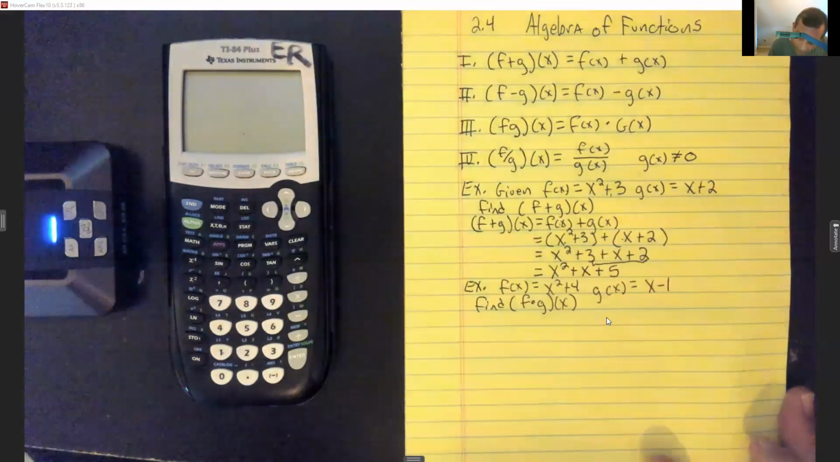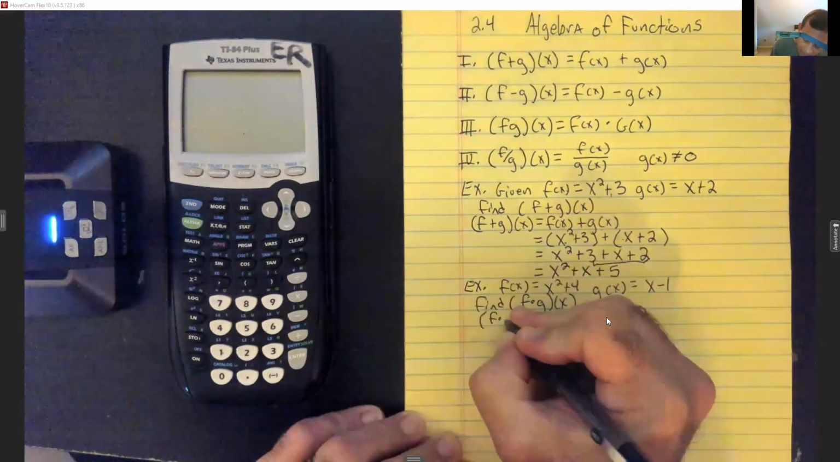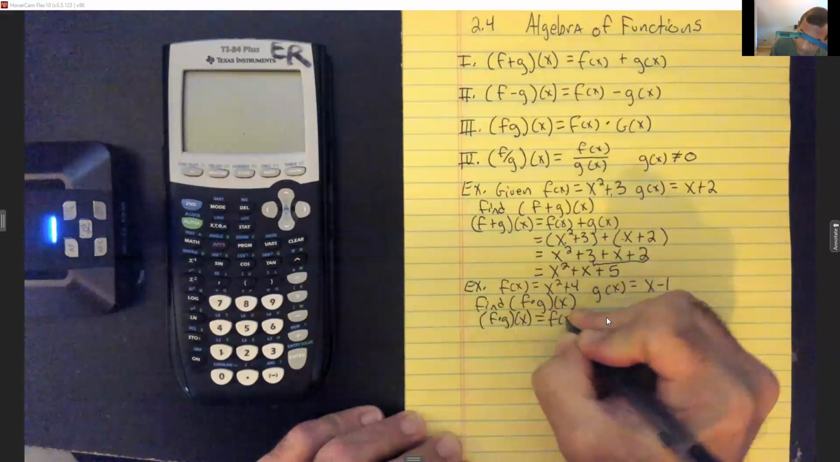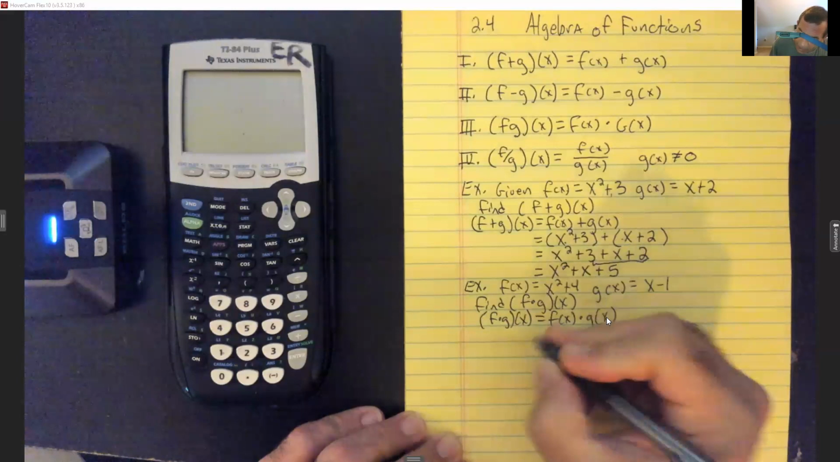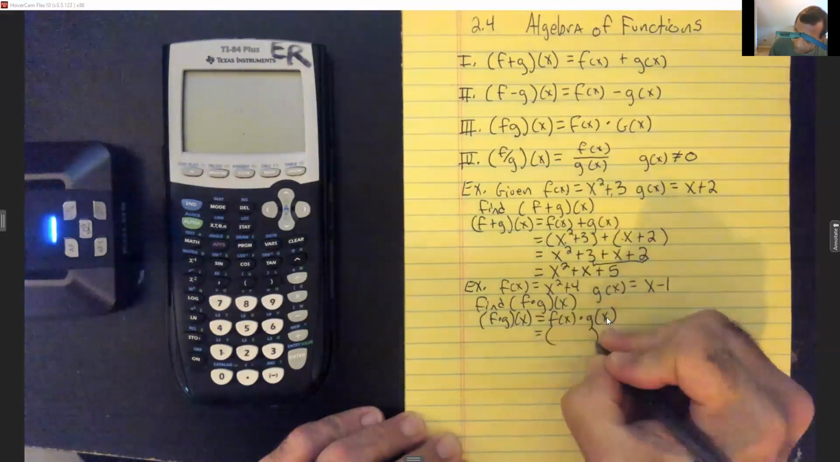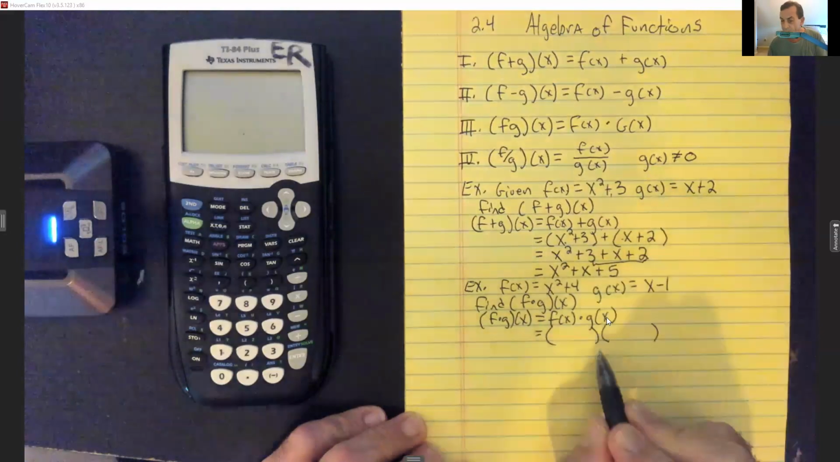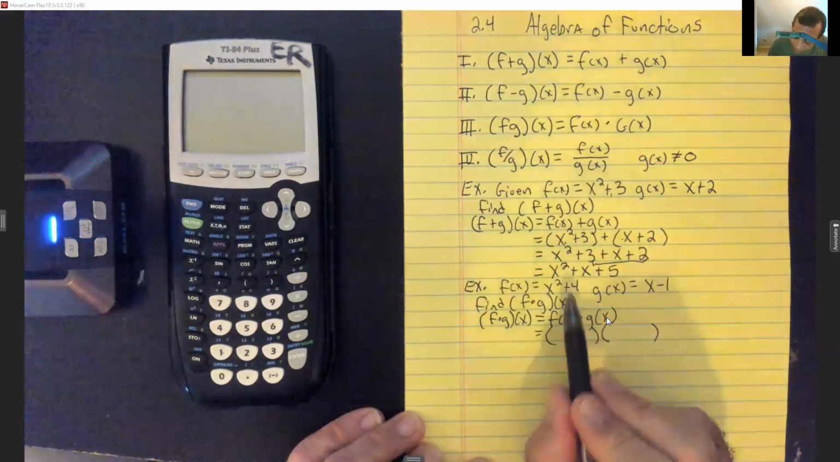All right, so here we go. f times g of x is going to equal f of x times g of x. All right, f of x. Now, since these are going to be in parentheses, I don't need to put the dot in the middle because I know that by putting my parentheses next to each other, that means multiplication. So I'm going to put f of x in the first one, which is my x squared plus 4.